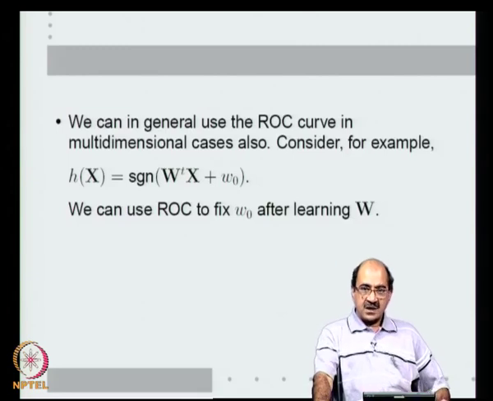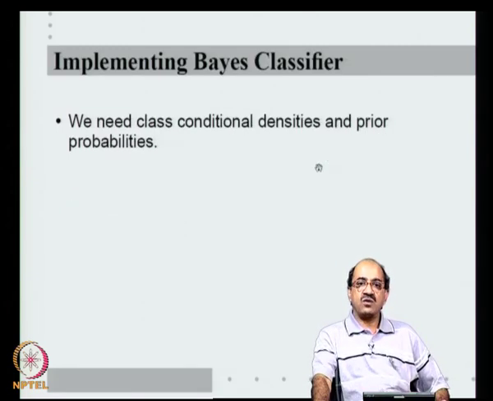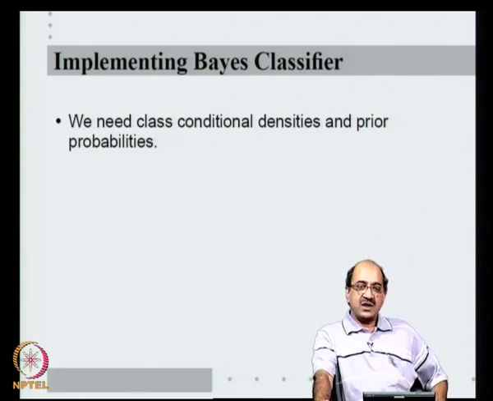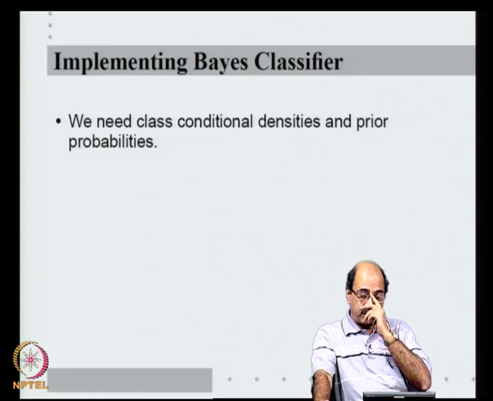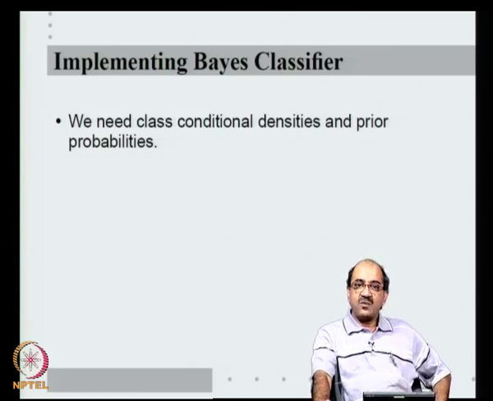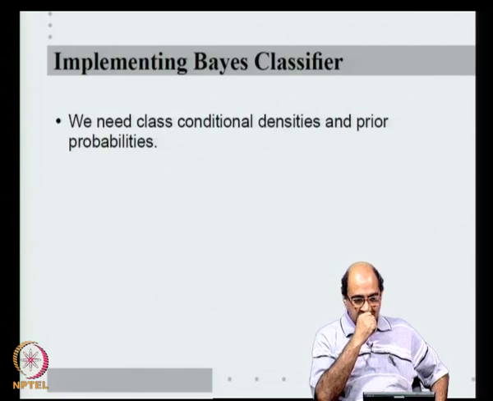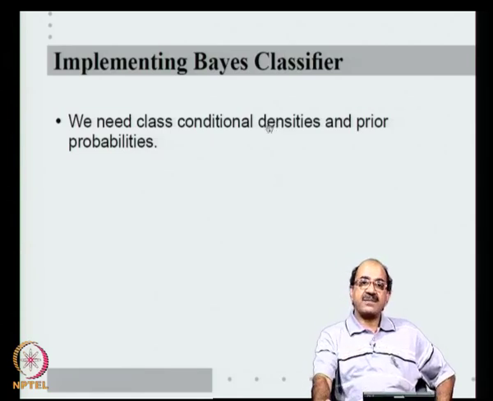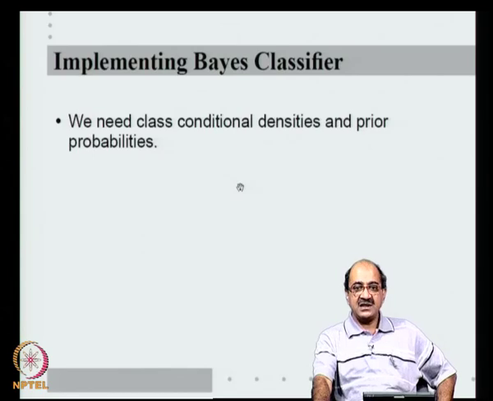Now, let us move back to asking: all this is fine if I know the class conditional densities. If I want to actually implement a Bayes classifier or a Neyman Pearson classifier, we need the class conditional densities and prior probabilities. So, let us stick to the Bayes classifier. How do we implement the Bayes classifier in practice? How do I get class conditional densities and prior probabilities? Okay, that is the next question.